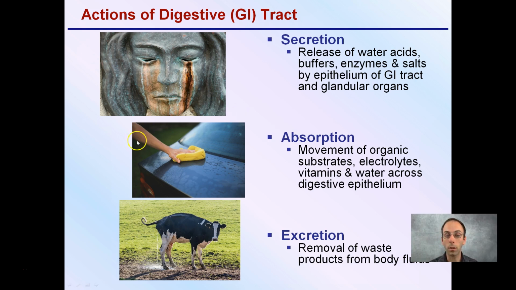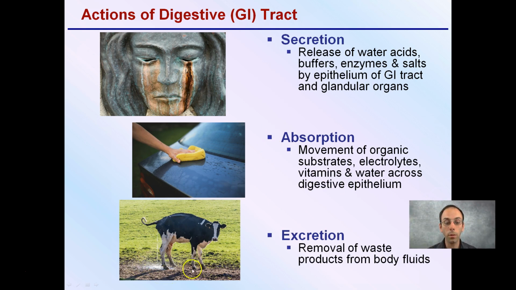Then we have absorption. This is movement of organic substances, electrolytes, vitamins, and water across the digestive epithelium, because if the nutrients only stayed in our digestive system and didn't get to our actual blood system and into our body, there would be no point. So we need to have that very important absorption phase. And lastly, removal of waste. We have the excretion phase, and that's where we're removing bodily fluids.